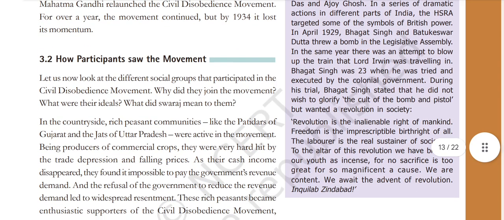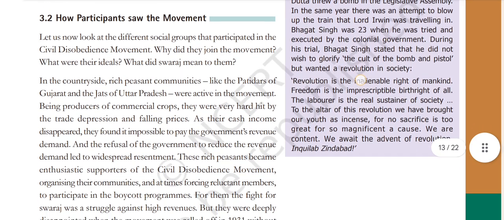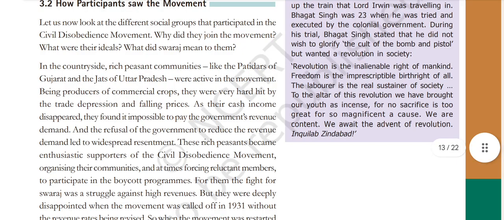How participants saw the movement. Let us now look at the different social groups that participated in the civil disobedience movement. Why did they join the movement? What were their ideals? What did Swaraj mean to them?